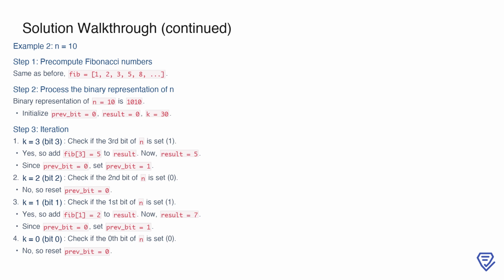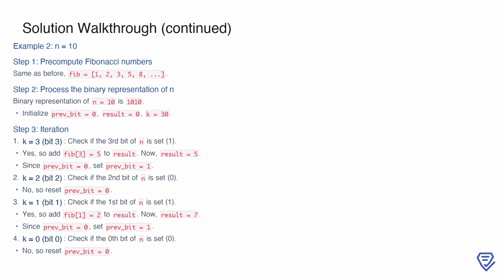For k equals 3, the third bit is set to 1, so we add fib[3] equals 5 to the result, making result equals 5. Since prevBit equals 0, we set prevBit to 1. Next, for k equals 2, the second bit is 0, so we reset prevBit to 0. For k equals 1, the first bit is 1, so we add fib[1] equals 2 to the result, giving result equals 7.